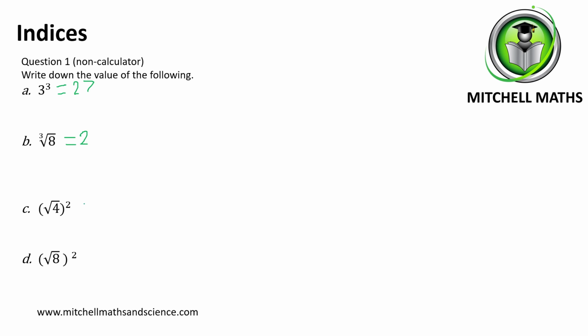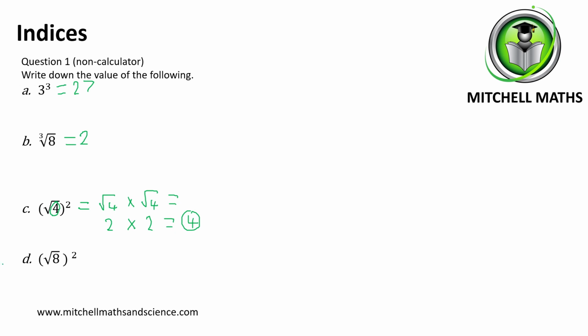For part C, we've got, in brackets, root 4 squared. What this means is we've got root 4 times by the square root of 4. We know the square root of 4 is 2, so it's 2 times 2, which is 4. And we notice that the 4 is what we started with. The reason it's the same is because when you square root a number and then square it, square rooting and squaring are the opposite of each other. So all you're going to end up with is the number you started with, which in this case was 4.